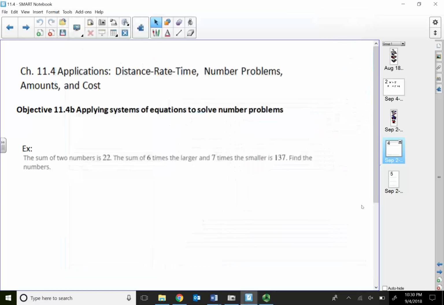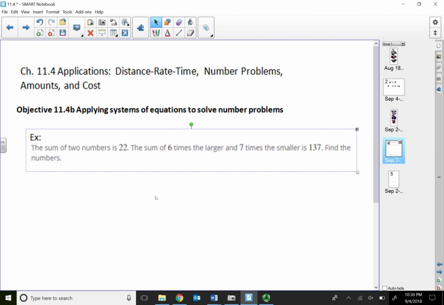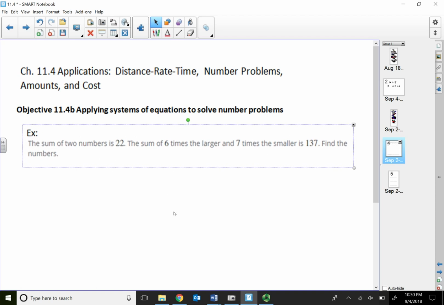Welcome back to Module 11.4, application involving distance, rate, time, number problem, amount, and cost. In this particular video, I'm going to show you quickly how to use a system of linear equations to solve number problems. For these problems, I'm going to use two different variables. That means there are two sentences or two phrases I have to translate to get two equations. The way these problems are written makes it pretty simple to identify the two equations.